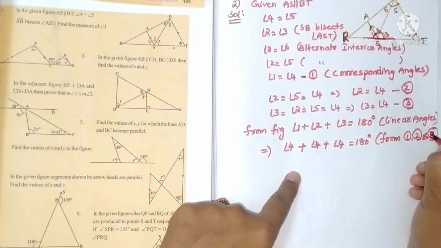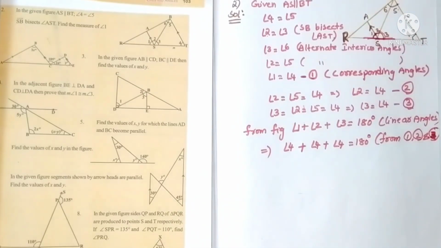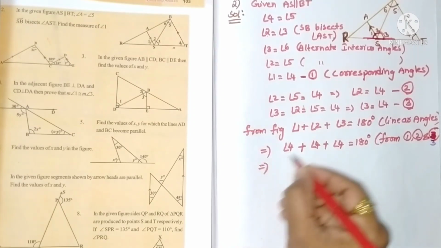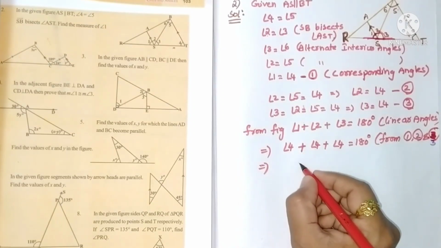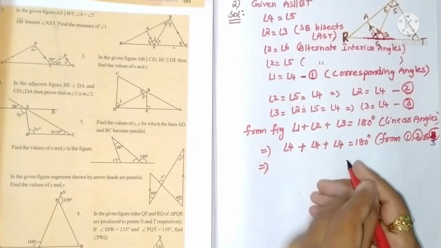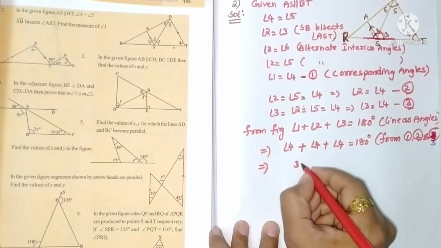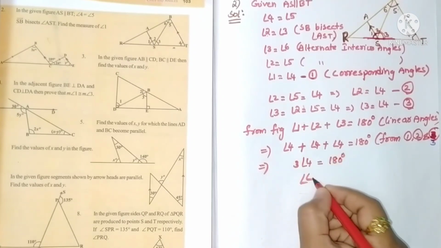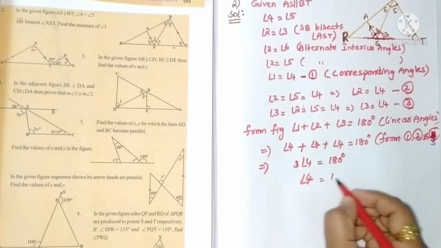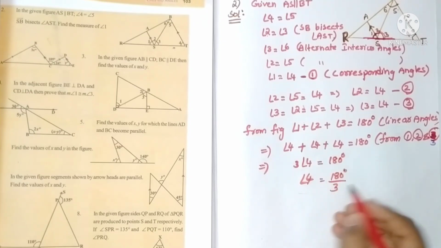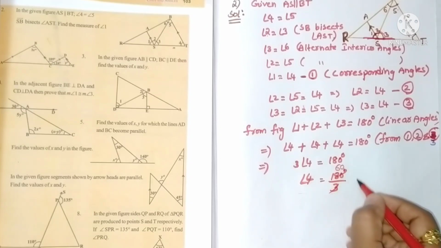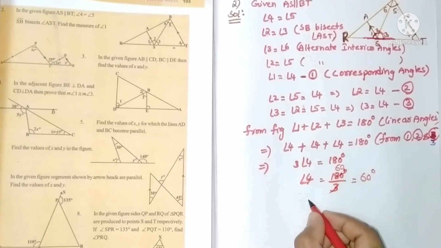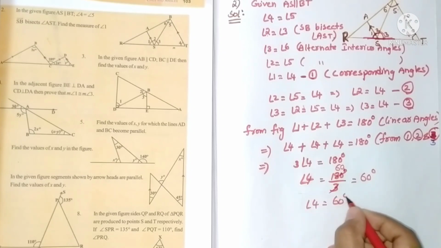How did we write this? From equations 1, 2 and 3. So angle 4 plus angle 4 plus angle 4. Actually this is the measure of angle 4, not a value. So 3 times angle 4 is equal to 180 degrees. Now angle 4 equals 180 divided by 3. 3 sixes are 18, so it is 60 degrees. So angle 4 equals 60 degrees.